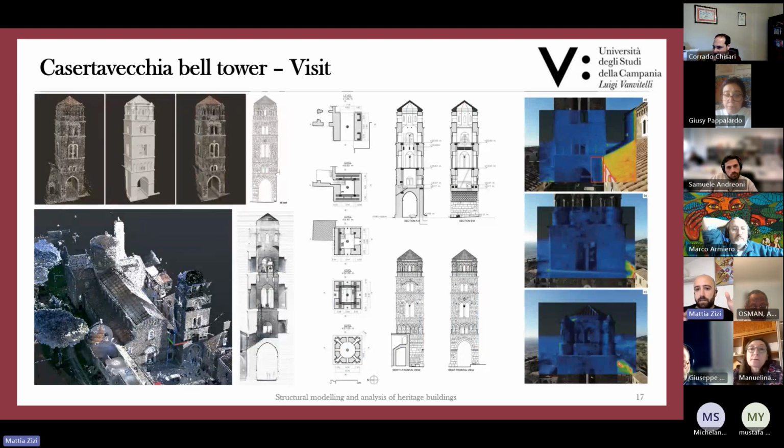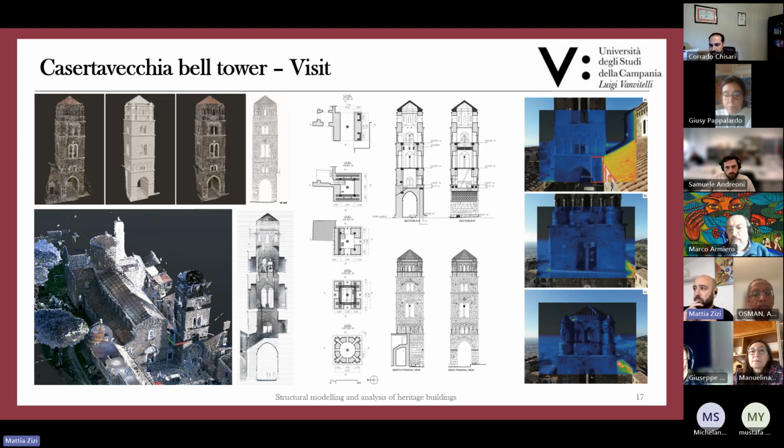After this first phase of anamnesis, we started with the visit part. So we performed some geometrical survey, and in particular based on UAS photogrammetry, which allowed for obtaining a very detailed geometrical survey, and in particular of the structural part of the tower, that was then used to realize some structural model.